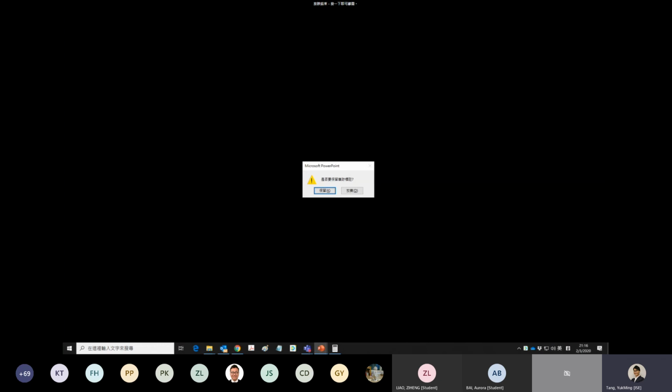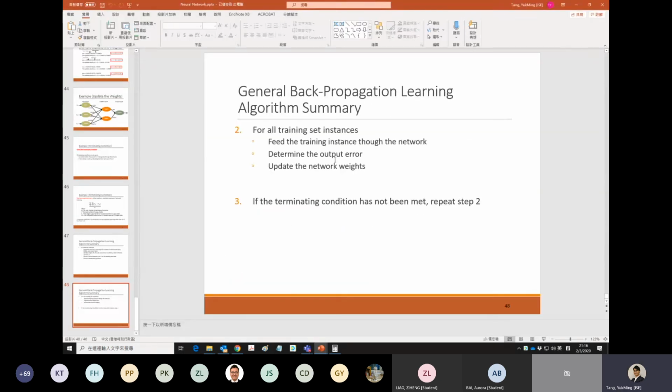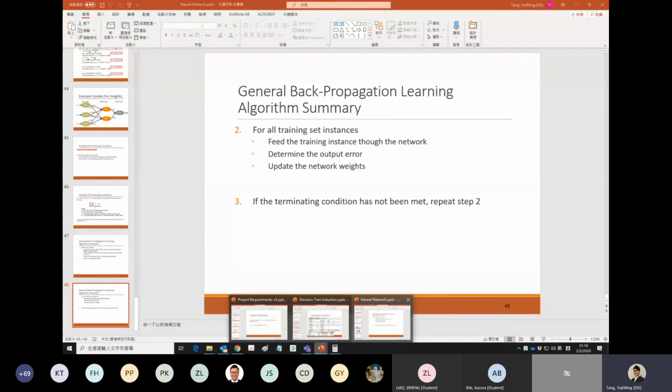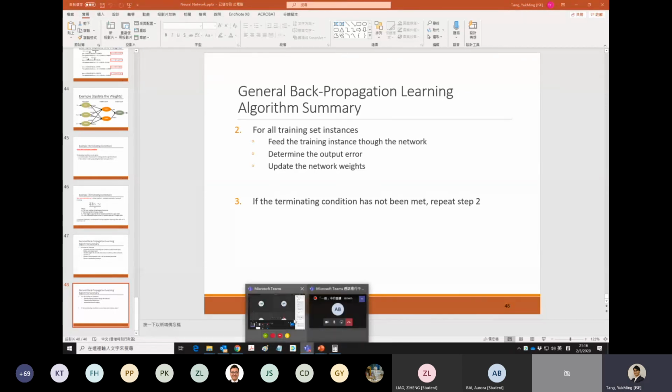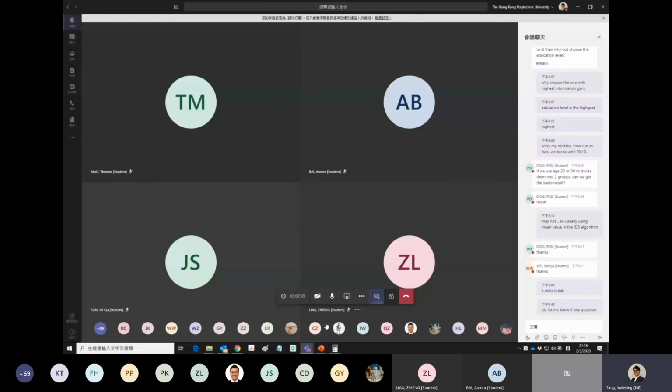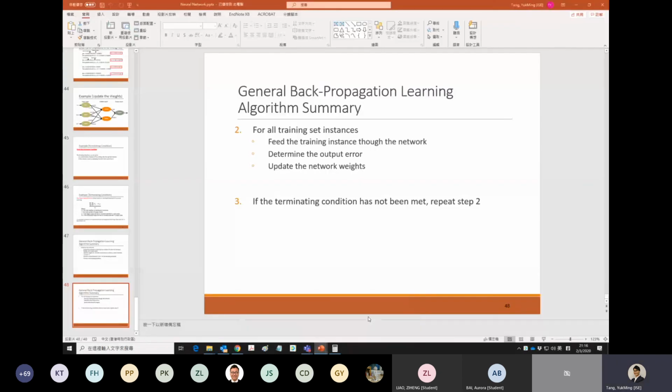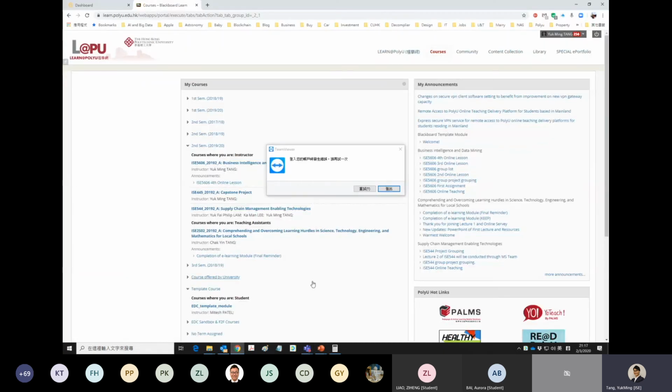So that's it for the neural network. Okay. I know it would be quite difficult for you because in learning the neural network, you need to do many, many calculations. Okay. So that's the end for this lesson.